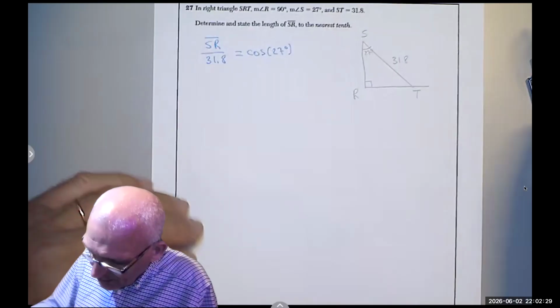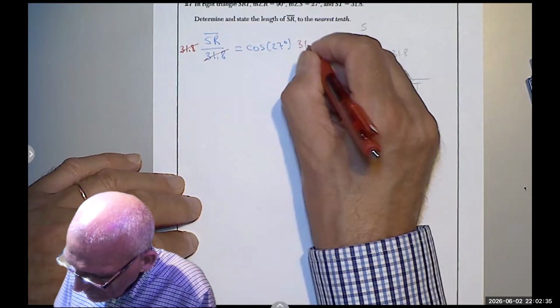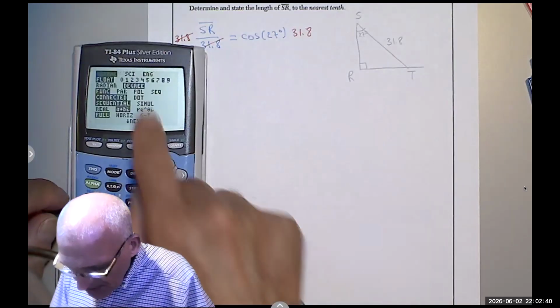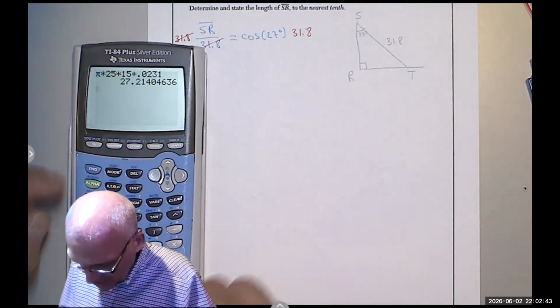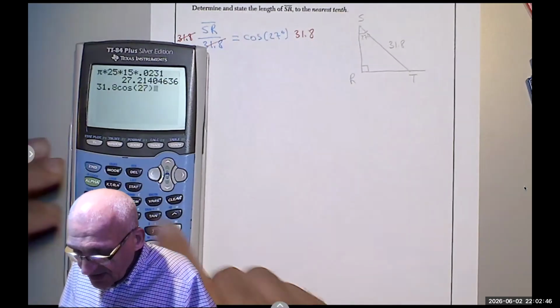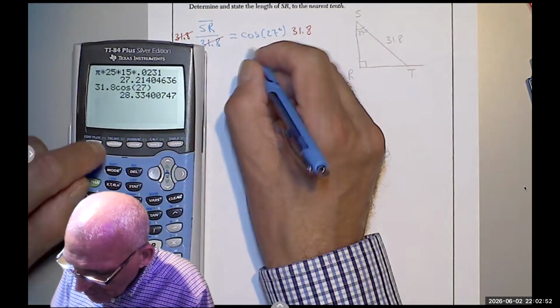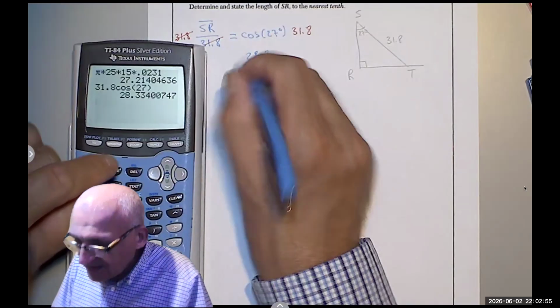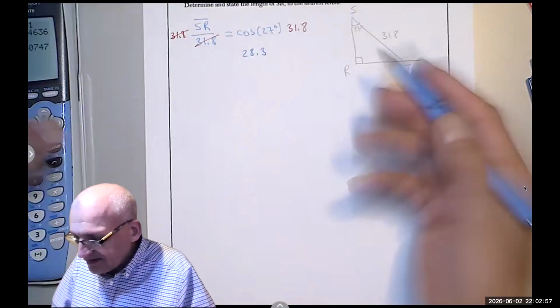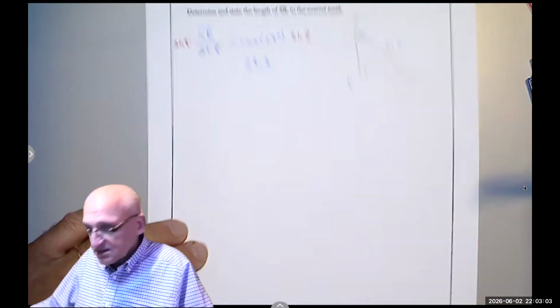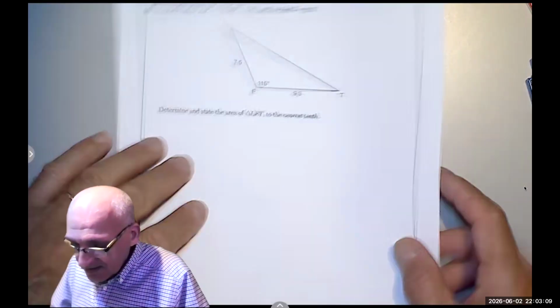So I'm going to multiply both sides by 31.8. Use the calculator. I never changed the mode, but yeah, it's in degrees. So 31.8 times cos 27, to the nearest tenth, should be 28.3. They didn't give us units, like centimeters or inches, so just the number is good enough. Okay, next problem.